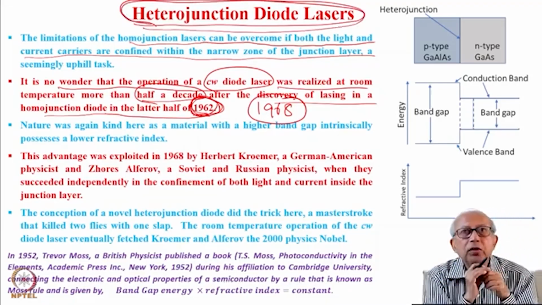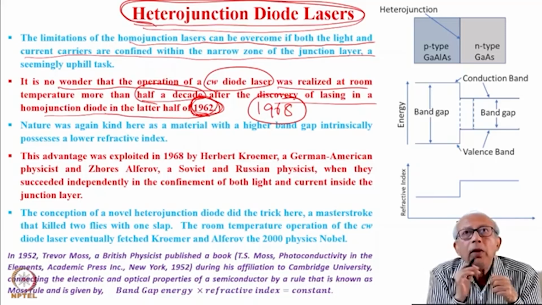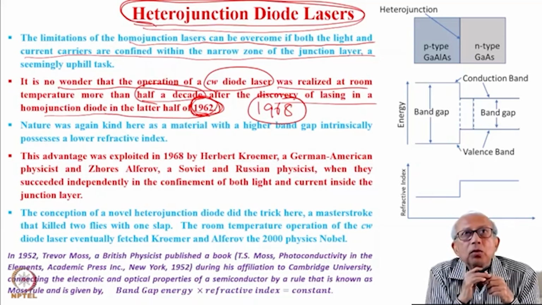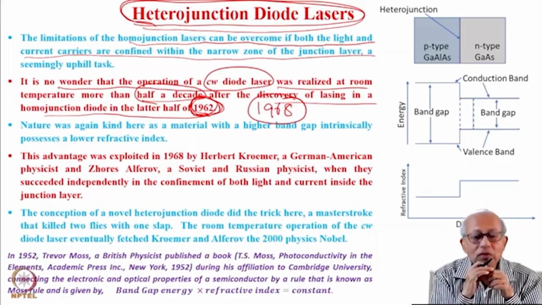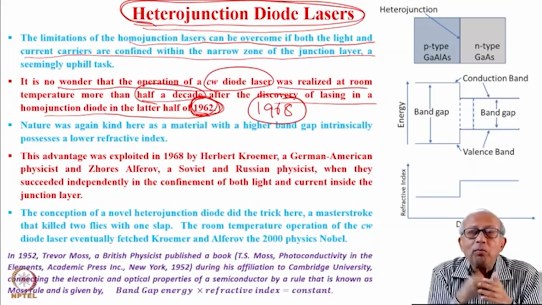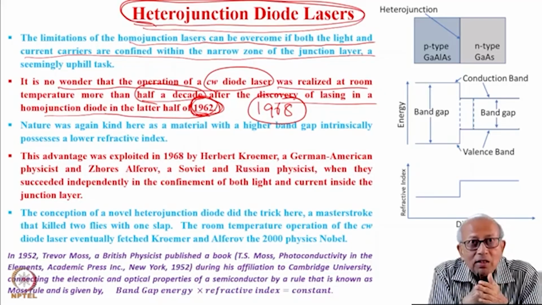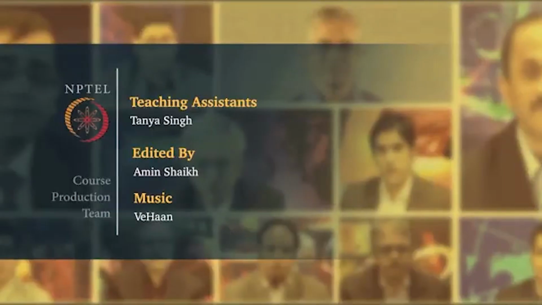I'll stop here now. In the next class, we will see what is the technique, the underlying physics, which allowed confinement of both light and the charge carriers in the vicinity of the junction, the PN junction, of the diode laser.